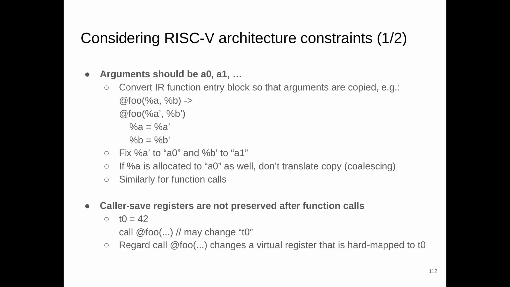residing in A0 to A7 at the beginning of the function. So at the beginning of the function, if the function foo has two arguments A and B, A should be mapped to the A0 register and B should be mapped to the A1 register. And how do we guarantee such a property? How do we guarantee that A and B are mapped to A0 and A1? Because the coloring algorithm doesn't care much about the assignment.